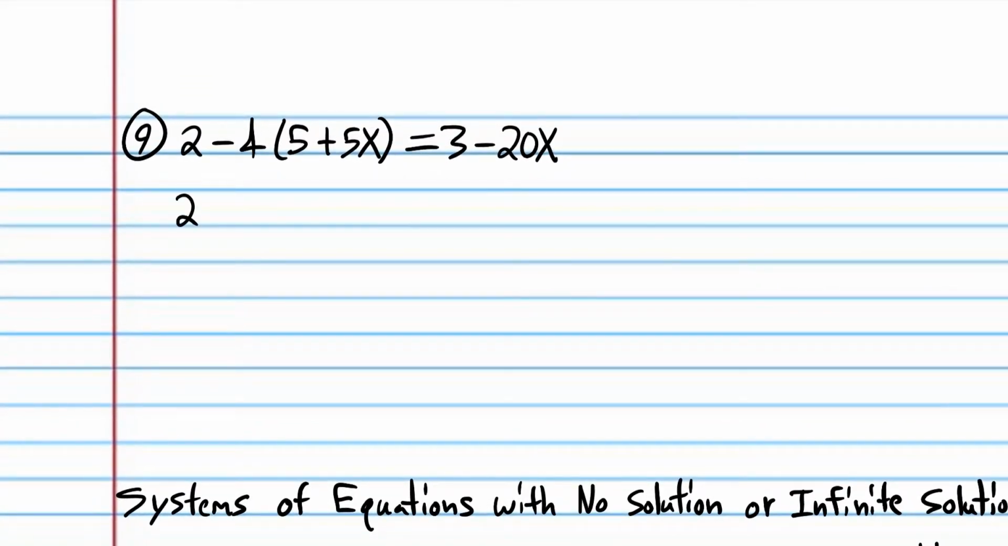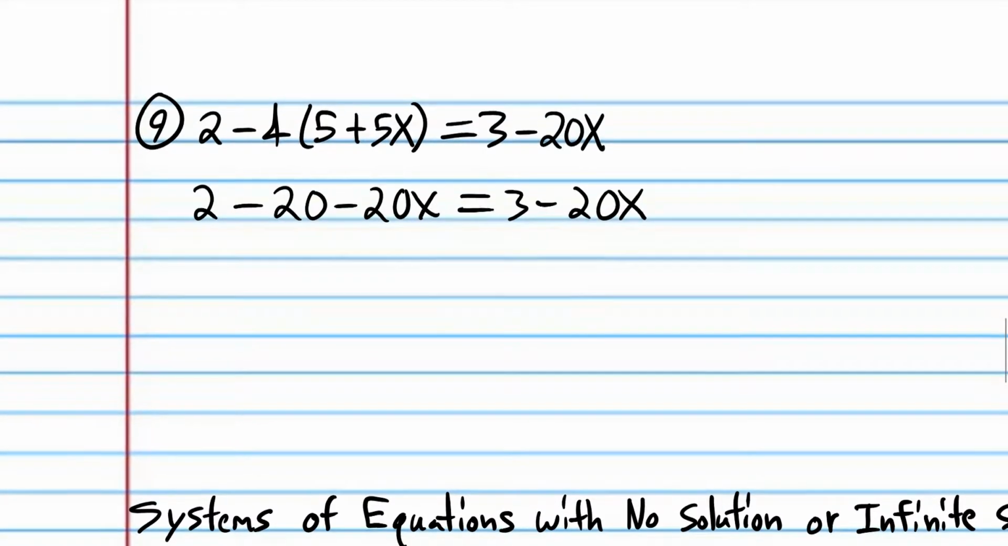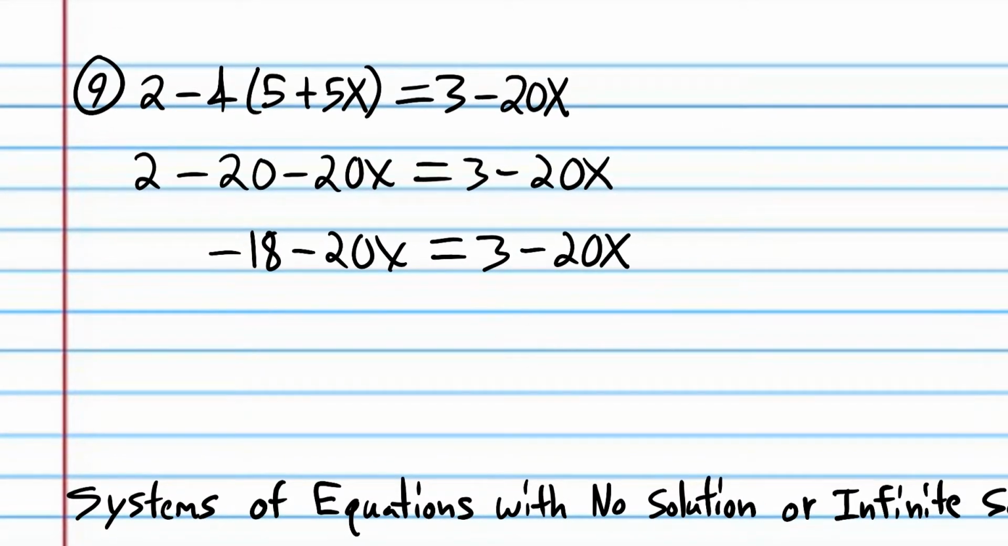All right, we're back. Use the distribution property to get rid of those parentheses. And now we're going to do 2 minus 20, which is negative 18. So we want to simplify everything that we can before we start subtracting or adding to both sides. And you can see we have negative 20x on both sides. So I'm going to try to get this 20 over on this side. So add 20x to both sides. And we end up with 3 is equal to negative 18 because the x's just cancel out. But the resulting equation is not true. So that means that there's no solution.